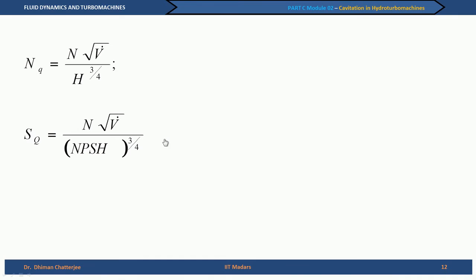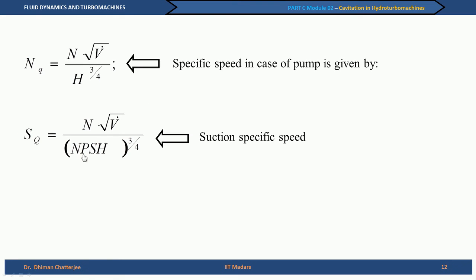Let us continue. There are other ways of defining this in case of industrial use. I will not spend much time. Along the lines of specific speed, we can talk about specific speed in terms of NPSH. Just like we write n under root V dot by H to the power 3/4 in case of specific speed, we can define the suction specific speed by replacing H with NPSH. And many times in industry this is also used along with NPSH.